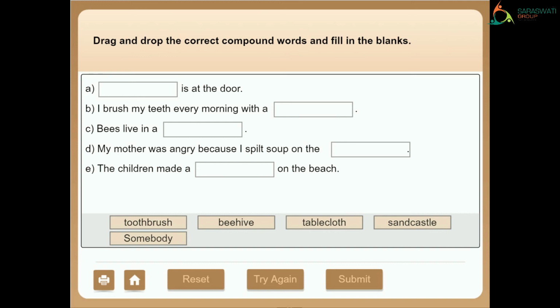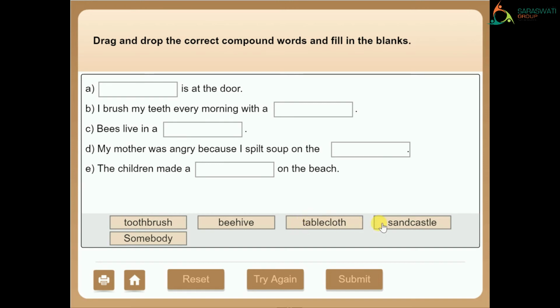First one is dash is at the door. Now if I put this word, let me guess what it will be. Toothbrush is at the door. No, doesn't sound correct, right? If I say beehive is at the door. No, that also doesn't sound correct. Tablecloth is at the door. Now you will think, what will the tablecloth be doing at the door? No, so that is also incorrect according to me.